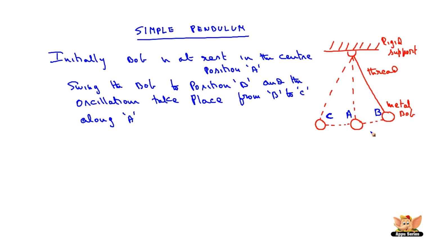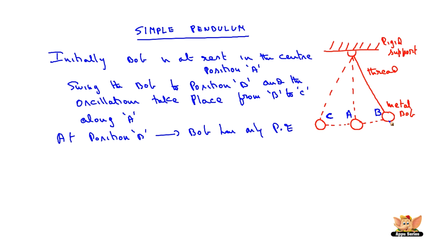Now let's examine the energy. When we pull the string and hold the metal bob at position B, there is only potential energy with the bob. So at position B, the bob has only potential energy. Now you release it. When it is released, it will start gaining kinetic energy. How will it gain it? The potential energy gradually gets converted into kinetic energy.